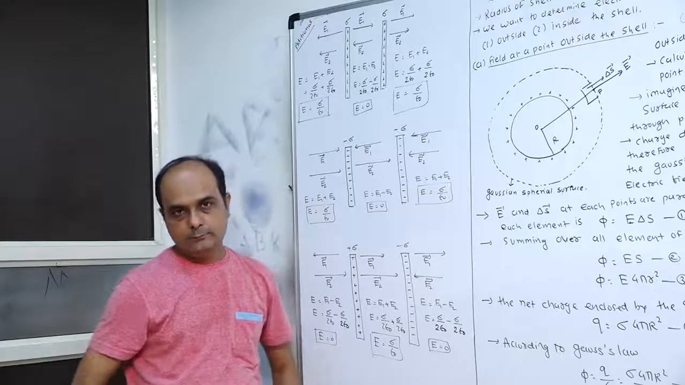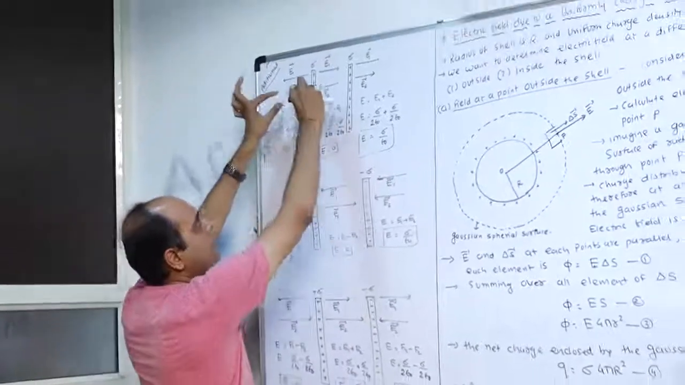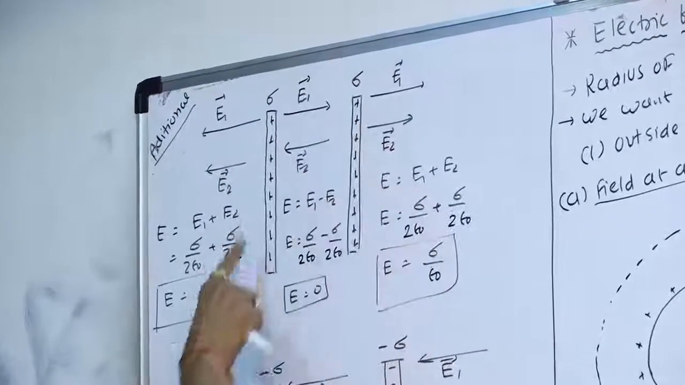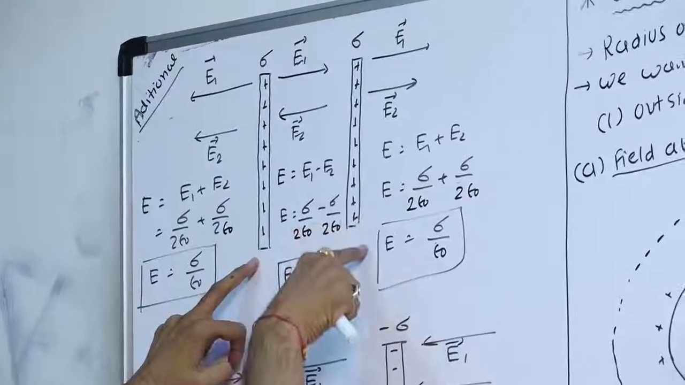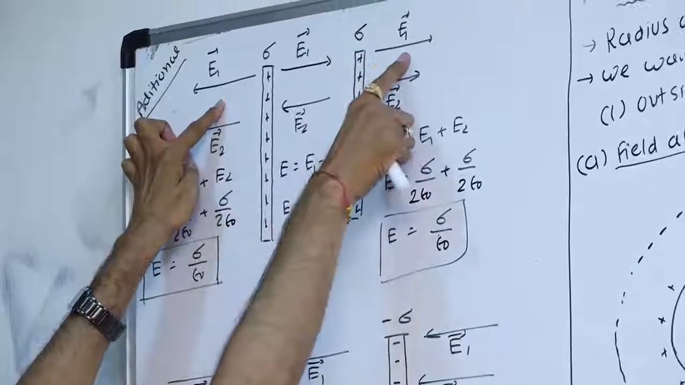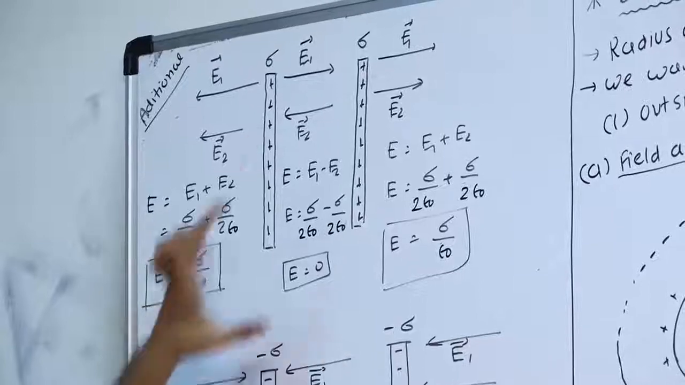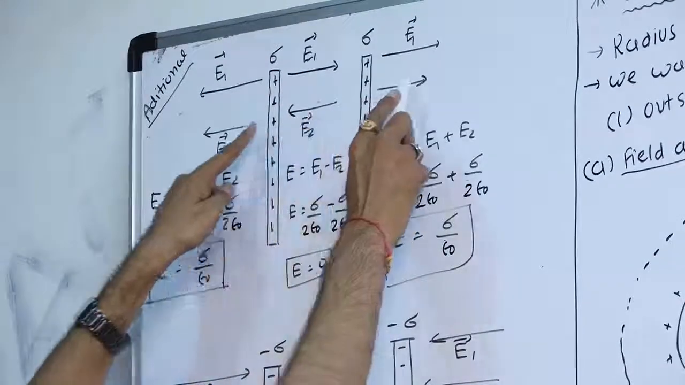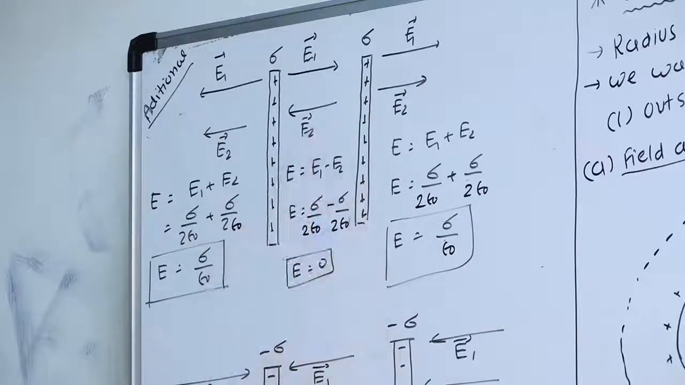So let me tell you, if the plate is positively charged, this is our positively charged plate, the electric field is away from the plate. These arrows are for the first plate, and these arrows are for the second plate. This vector E1 is for the first plate, going away from the plate. Now the second plate is again positively charged, so the electric field is away from the plate. You can see that this is vector E2, for your second plate.